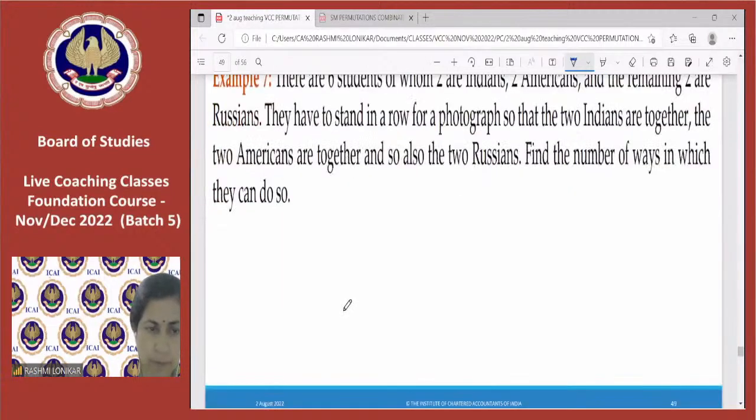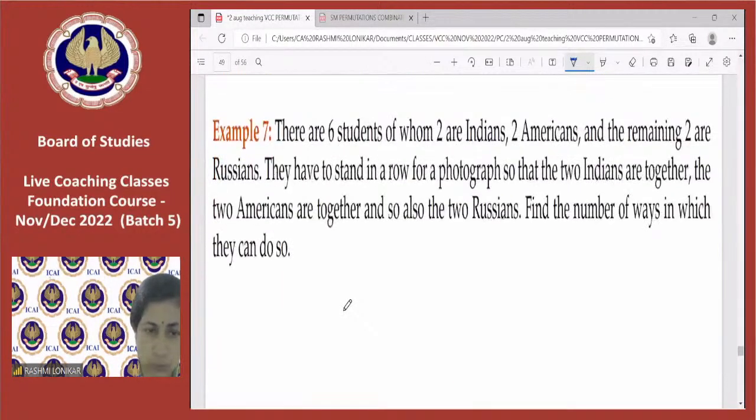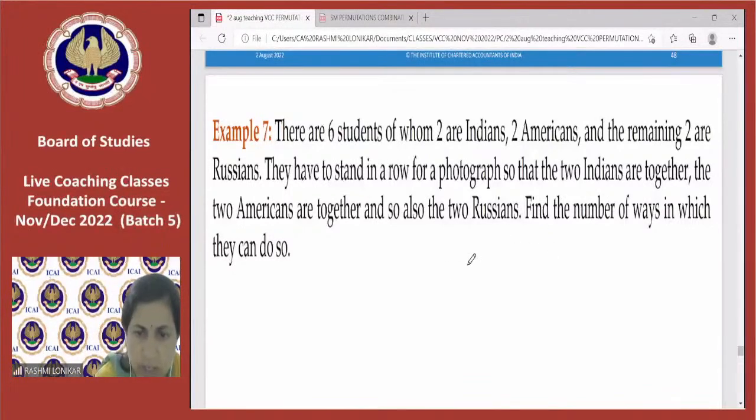Next example, there are 6 students of whom 2 are Indians, 2 are Americans and the remaining 2 are Russians. They have to stand in a row for a photograph so that the 2 Indians are always together, Americans are together, and Russians are together. So how many students are there? 6 students. Which are the students? I1, I2, A1, A2, and R1, R2.